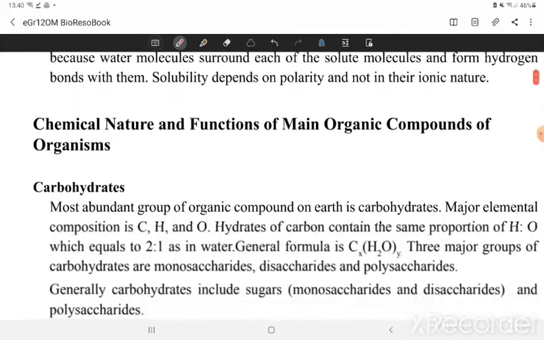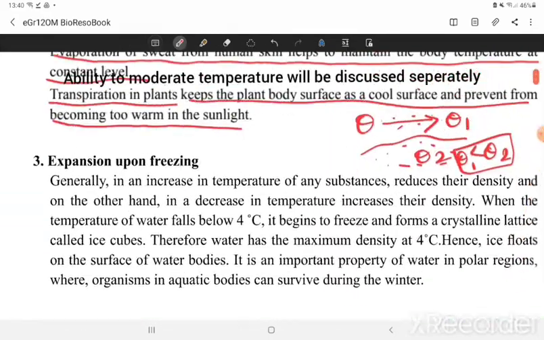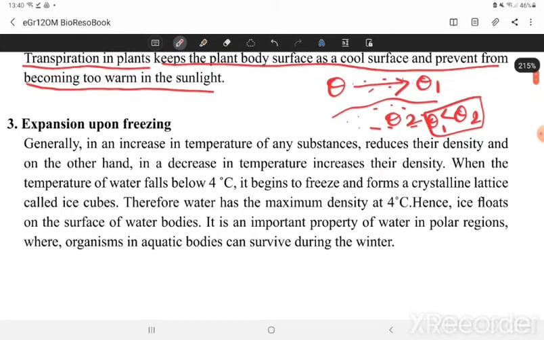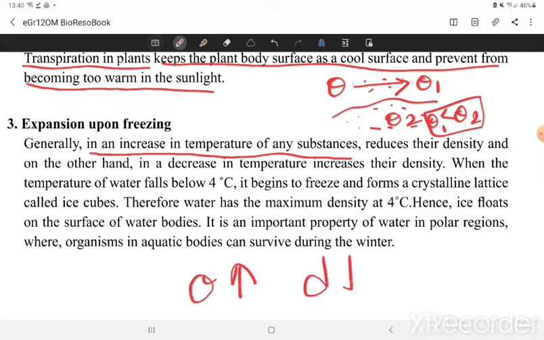Two more factors to finish our lesson about water. So, expansion upon freezing. Now, generally speaking, when you increase the temperature of any substance, normally, what happens? It reduces their density. So what happens to the density? Normally it decreases. And on the other hand, when the temperature decreases, the density increases, right?